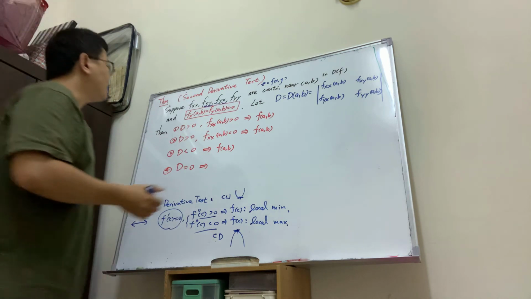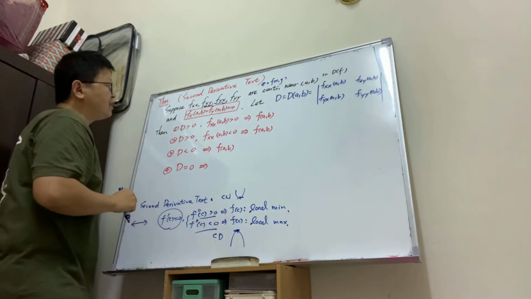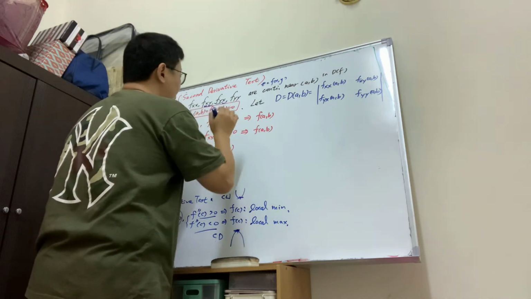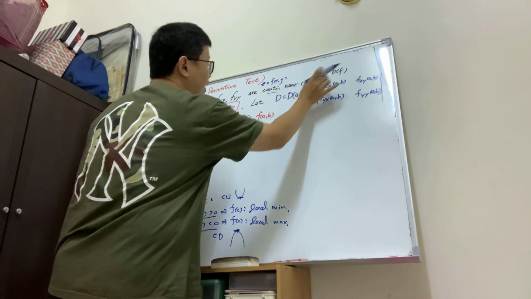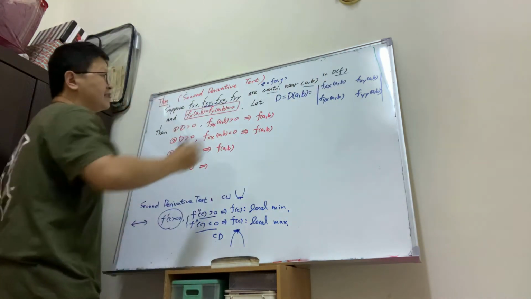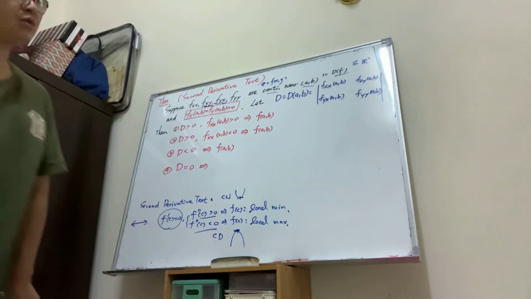Okay, and the assumption is that these four second derivatives are continuous near a point (a, b), and the point (a, b) is in its domain. And its domain, of course, is a domain in R2 space. (a, b) is a point in R2 space.